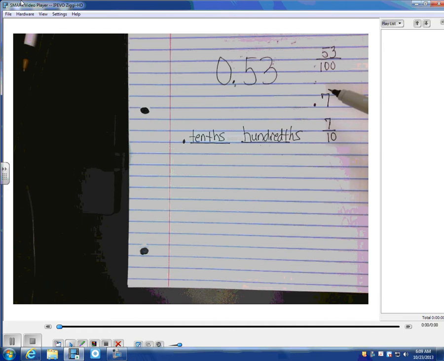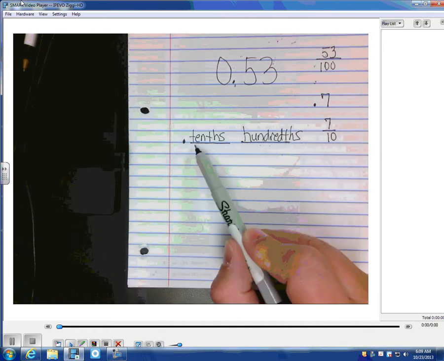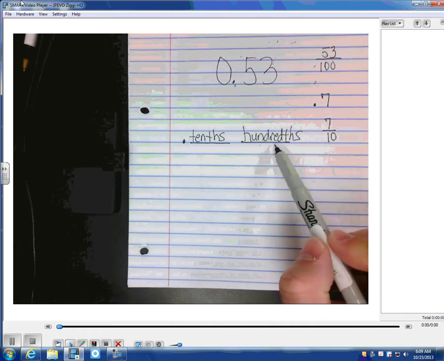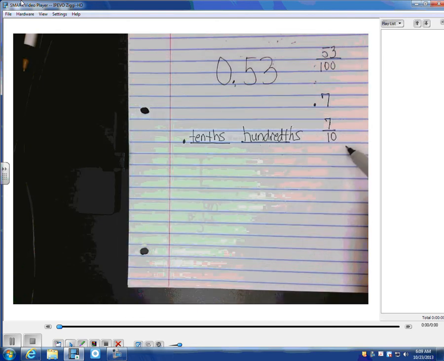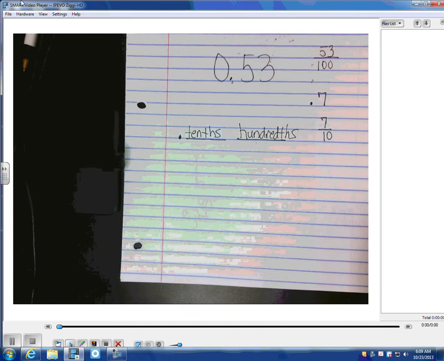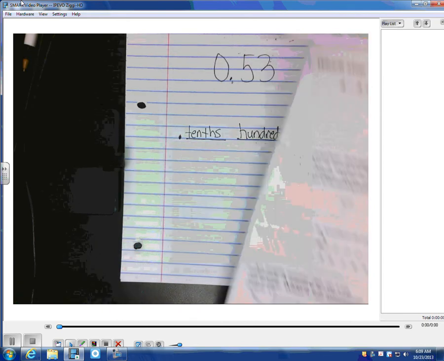And again, the most important part is knowing your place values. Tenths, hundredths. If I would have had another place value, it would have been thousandths. Okay, and then you can just keep going from there. All right, so that's number 6. Number 7.